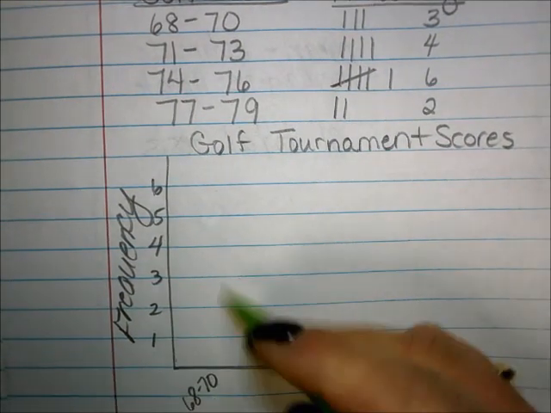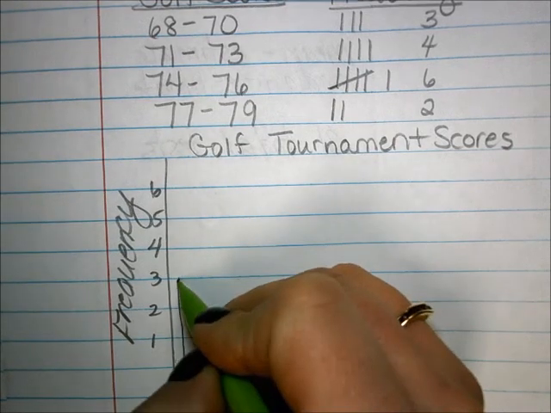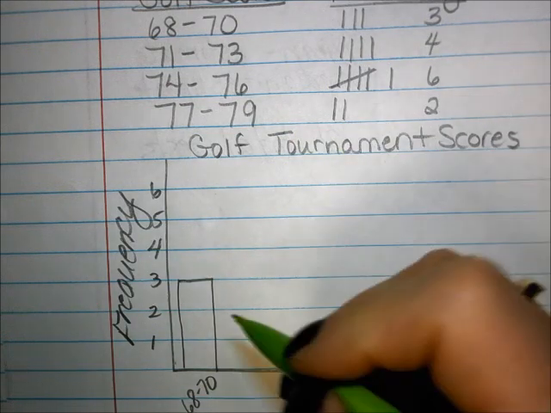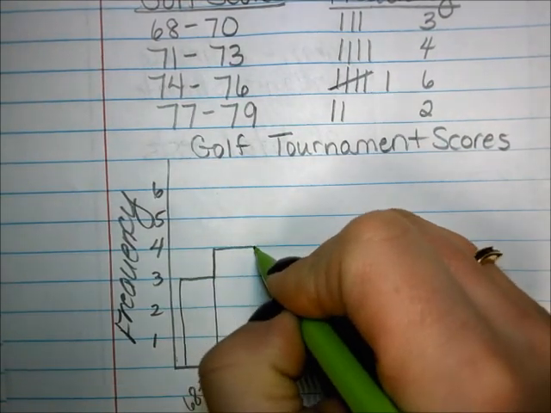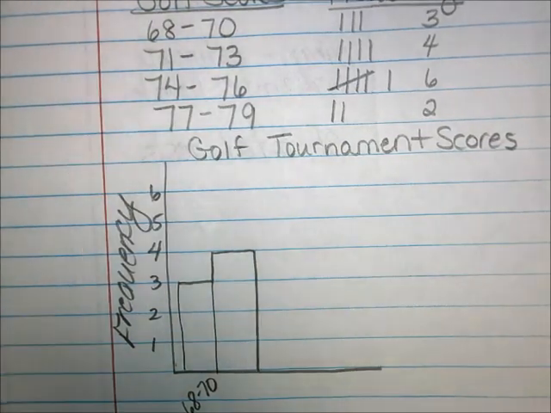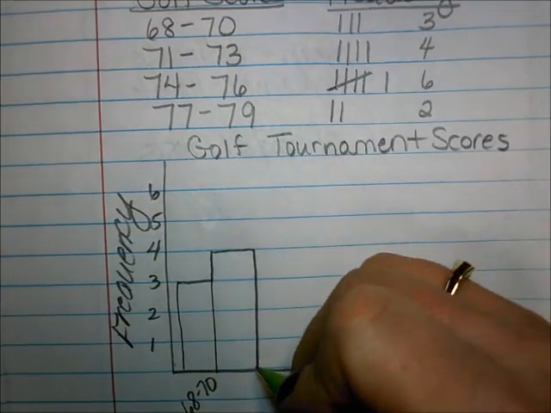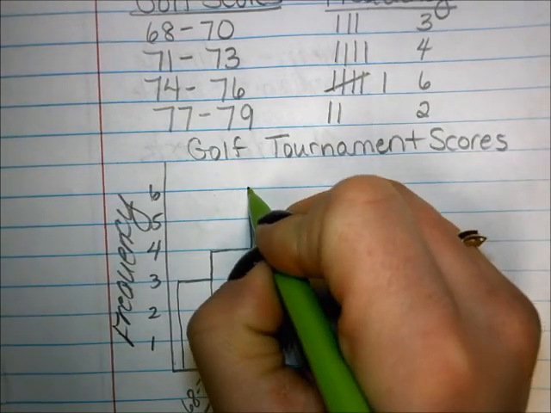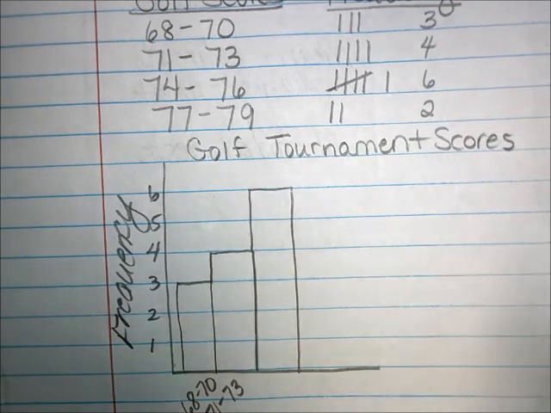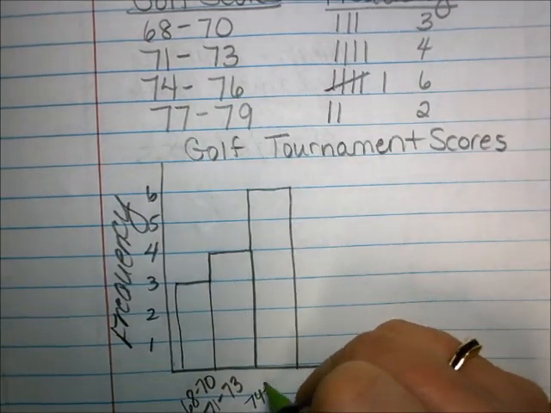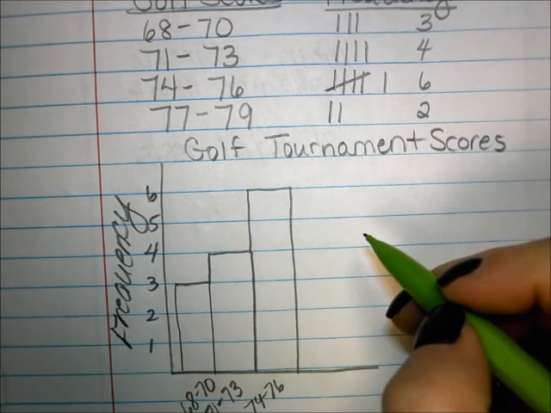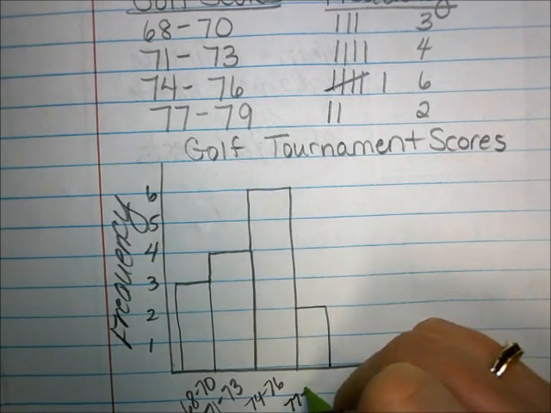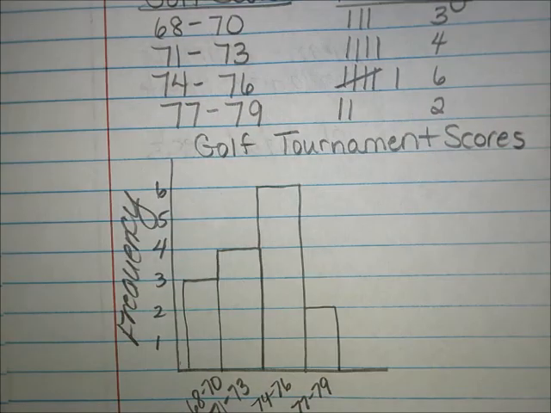So for 68 to 70, there were 3 of those. Remember, I'm going to try to make my intervals the same width. The next one, there are 4 of those. I might have made that a little too wide, so using graph paper would be a great idea. That's 71 to 73. Then I need a 6. And that would be 74 to 76. And then my last one is 2. And that is 77 to 79. And my histogram is finished.